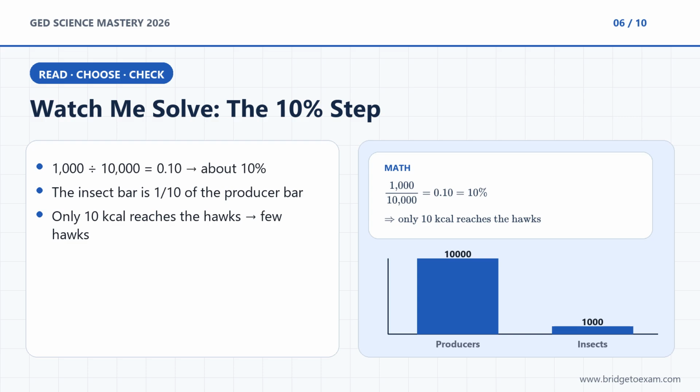Choose. 1,000 divided by 10,000 equals 0.1. So about 10% passes up, exactly the 10% rule. Because energy shrinks by about 90% each step, only 10 kilocalories reach the hawks, which can support just a few of them. Check. The pattern holds at every step, confirming the rule.